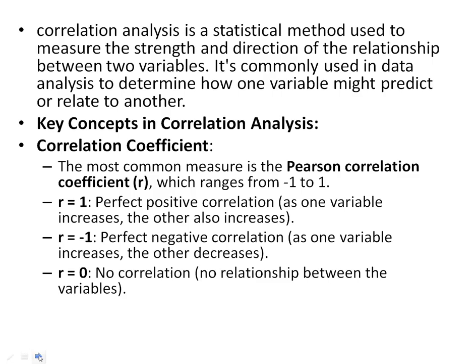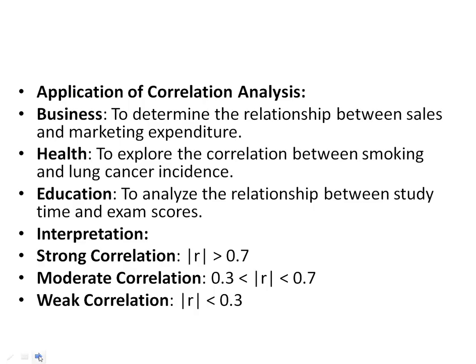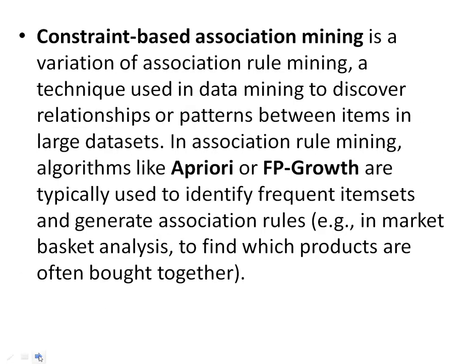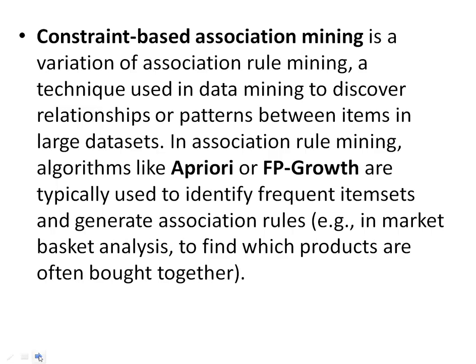The correlation: the key aspect is the correlation coefficient, ranging from minus 1 to 1, where 0 is no correlation, minus 1 is perfect negative correlation, and 1 is positive correlation. The types of correlation are positive, negative, and no correlation, shown using scatter plots, and Spearman rank correlation. The application of correlation analysis is in business, health, and education. For interpretation, there is strong correlation, moderate correlation, and weak correlation.